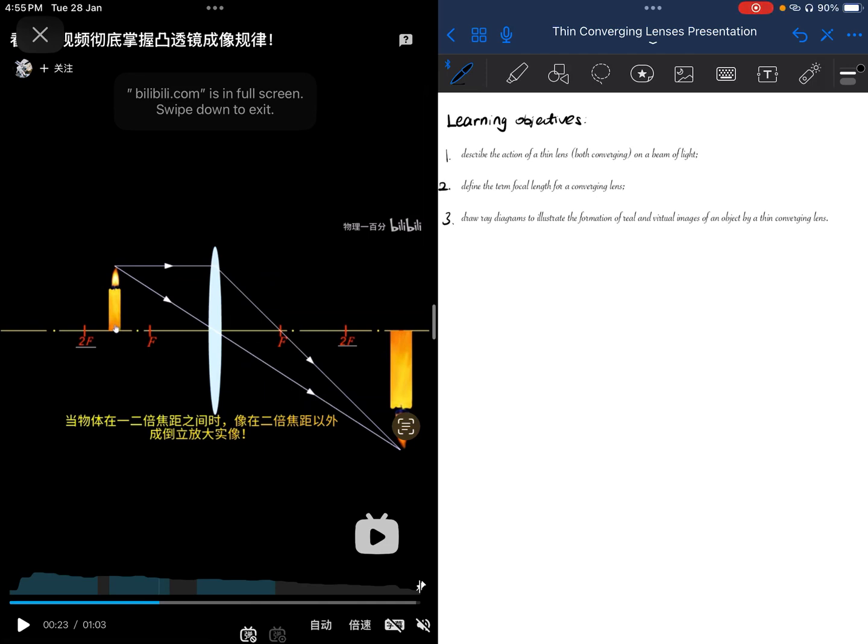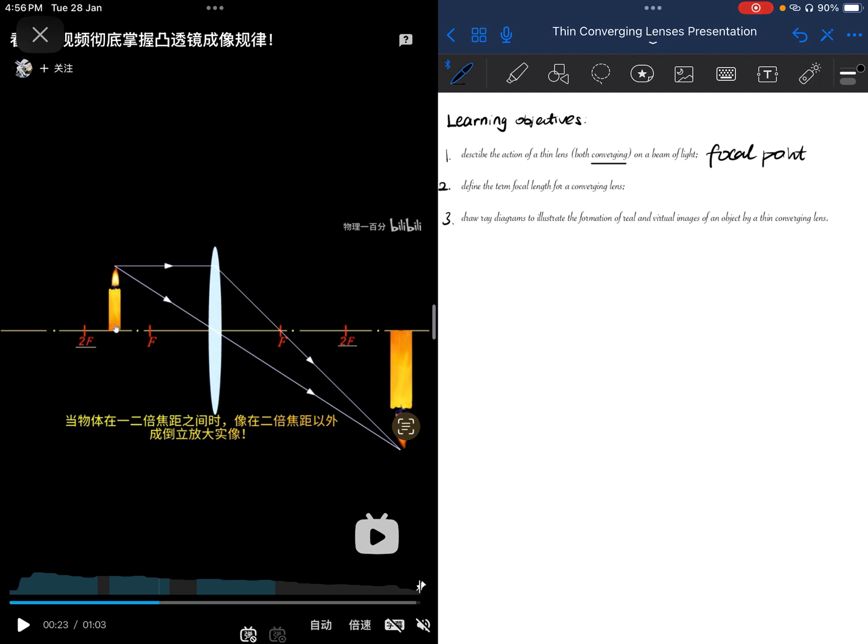Good morning, class. Today I'm going to share an overview of the topic on thin converging lens. There are three learning objectives for O-level. Number one, describe the action of a thin lens on a beam of light. So, as the name suggests, it converges light. Then the next question is, where is the light converging to? It's converging to the focal point, as labeled F in the diagram.